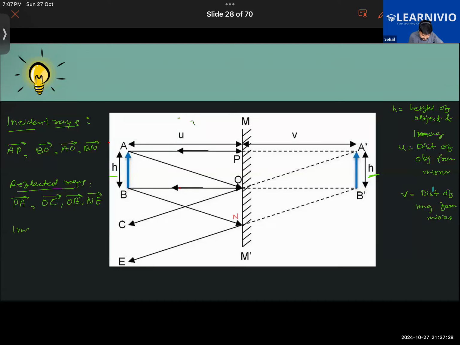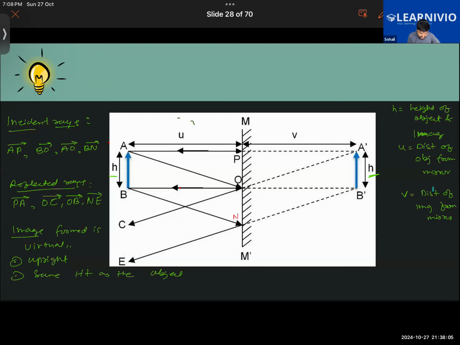So the image formed is virtual. That is one thing. Further, is the image upright or is it upside down? Upright, no? Good. So the image formed is upright. Also look at the height. Is the height same or different? Same. Very good. So it is formed of the same height as the object.